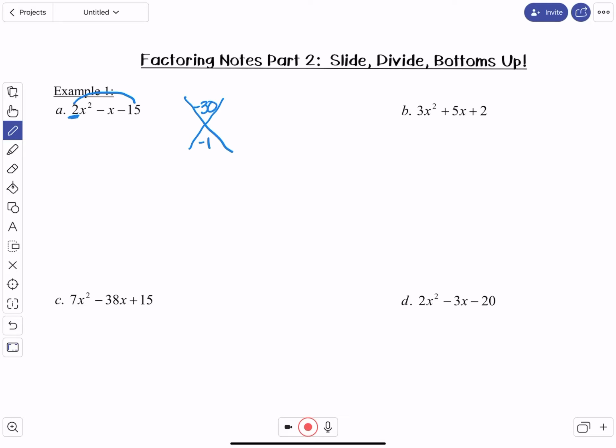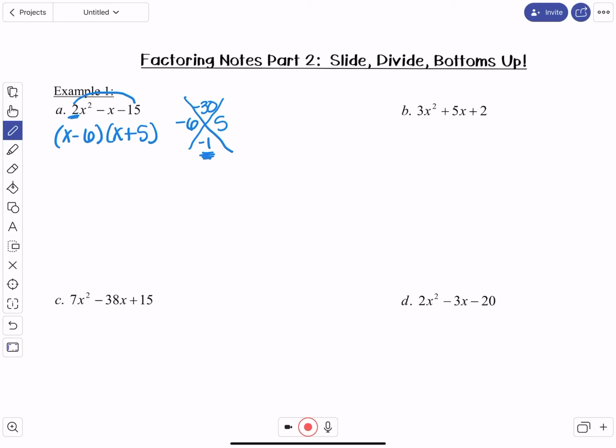We're still going to do the same steps to get our side numbers. We're going to think of two numbers that multiply to get negative 30 and add to get negative 1. Remember, since it's a negative 30, it's got to be a positive and a negative number, because that's how we get a negative number when we're multiplying. And since the sum is negative, the bigger one has to be negative. So negative 6, positive 5. We set it up the same way we did before: x minus 6, x plus 5.